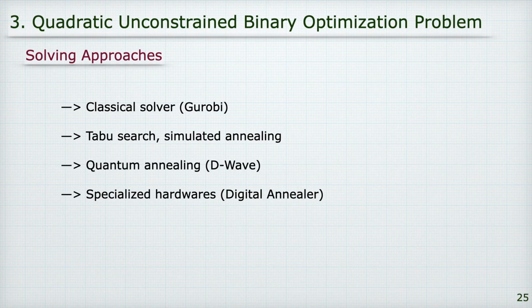And usually to solve QUBO, we can use a classical solver like Gurobi. Also, there are many works on tabu search and simulated annealing, and more recently quantum annealing. And also specialized hardware like the Digital Annealer, which takes advantage of intense parallelization to solve QUBO problems. And we are going to try to solve QUBO problems with GBS.